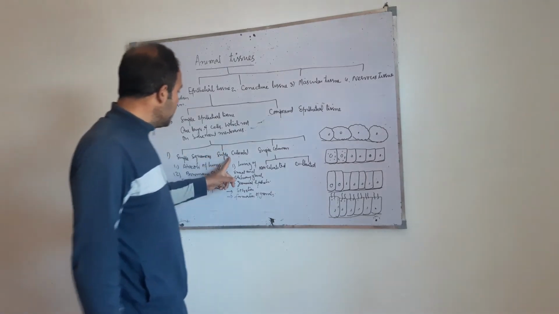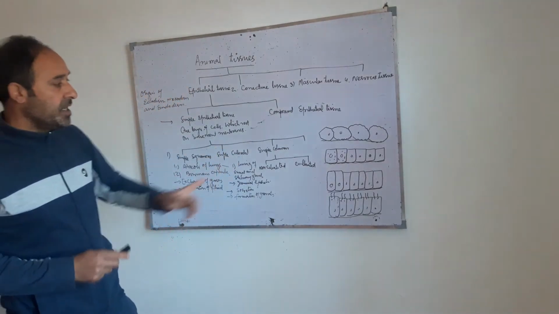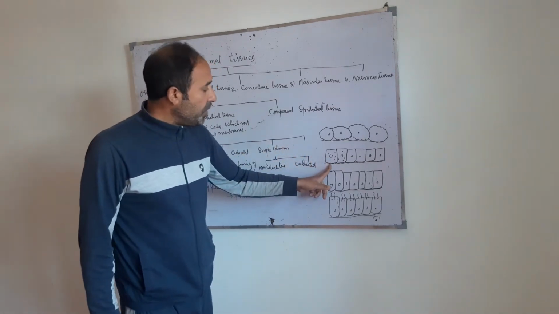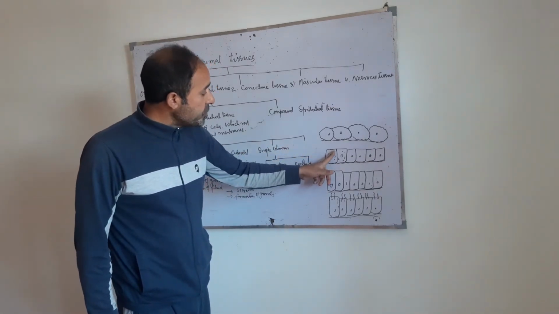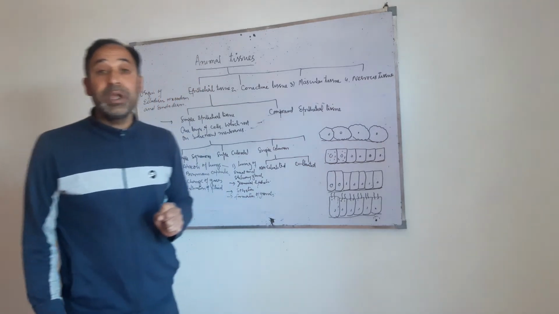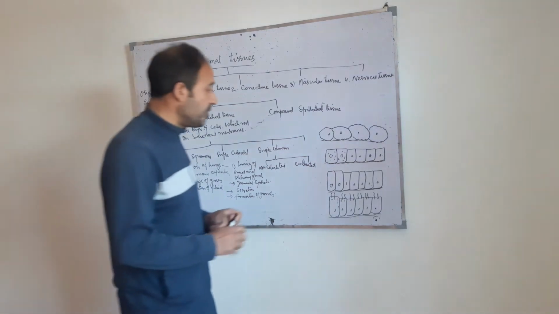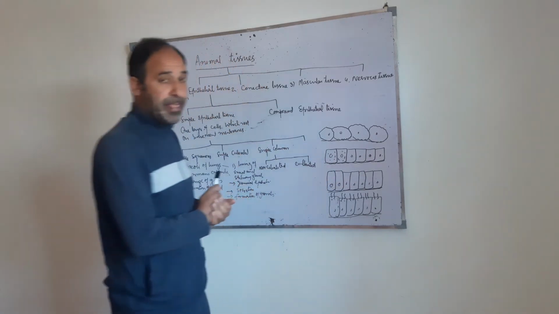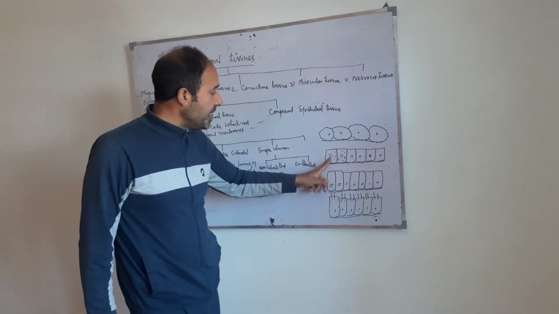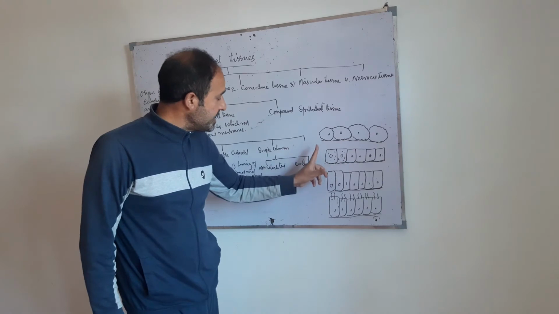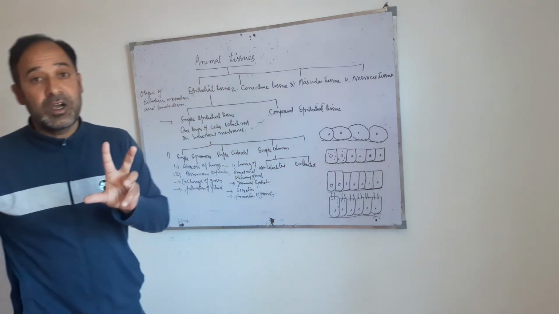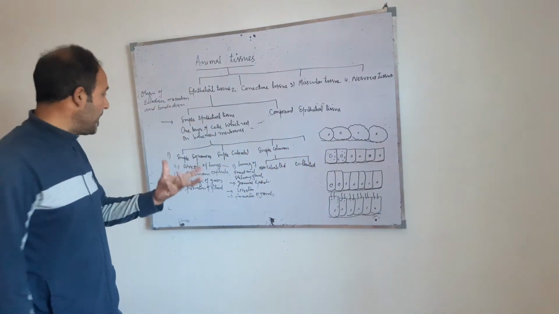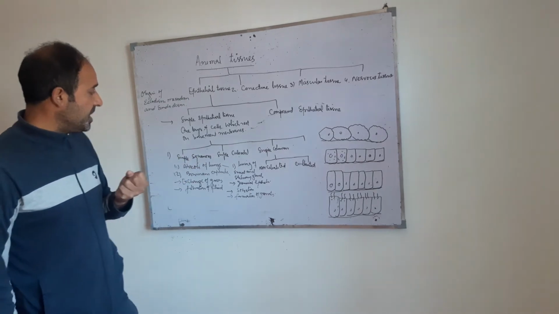Now the second is simple cuboidal epithelium. Here the cells are as tall as wide. They are cubical in shape, that's why it's called cuboidal. All the cells rest on the basement membrane, and the nucleus is centrally located.